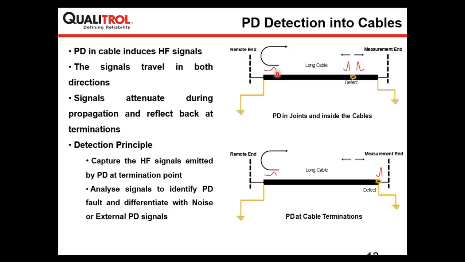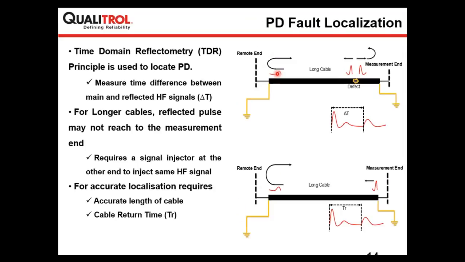And in order to locate partial discharge, the methodology which we use is very famous and called time domain reflectometry, or the very famous word, TDR. It depends on the arrival time of the main pulse and the reflected pulse. The time difference, delta T, between the main pulse and the reflected pulse will give you the location of partial discharge from the measurement end.